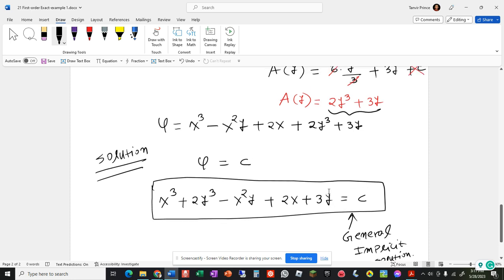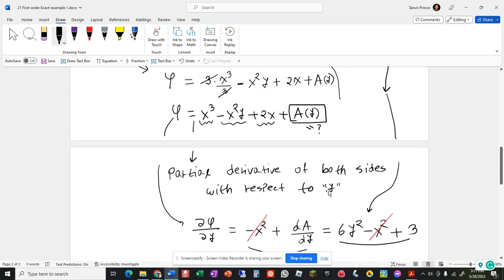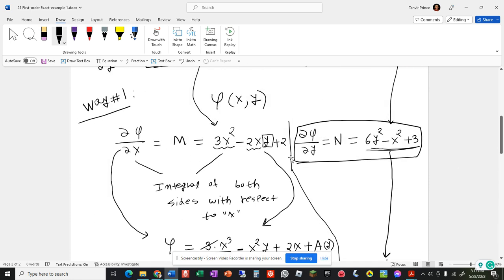Now here you might ask: we started with this side, this equation, and we took the integral of both sides with respect to x. What happens if I actually start with this side? It does not matter, you will get the same answer. But if you start with this side, then you have to take the integral of both sides with respect to y. Let's actually do that.